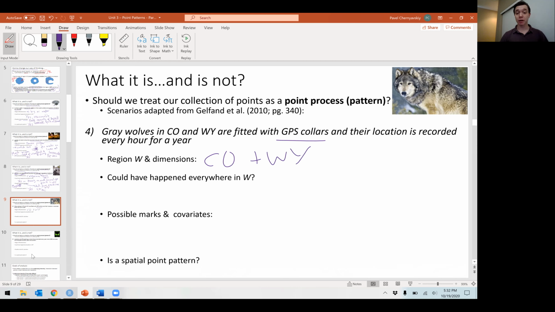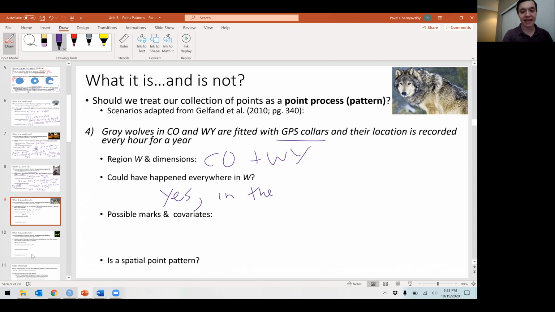Could we have observed our gray wolves everywhere? In theory. Again, in theory. Do I expect to see a wolf in the middle of downtown Fort Collins? No, but can it happen in theory in the middle of the night? Yes. How can I account for the propensity of wolves to stay away from people? I can find the major population centers, take the distance from every major population center, and use that as a spatial covariate. So again, I'm sort of modeling how you would account for these types of influences. So I'll say yes, in theory.